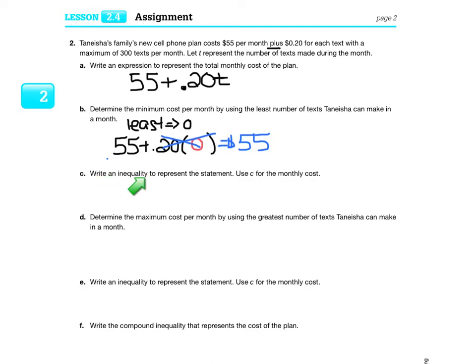Write an inequality to represent the statement, use C for the monthly cost. So we need to use an inequality. If this is our least amount, because this is the least number of texts, then I know my cost is going to be greater than or equal to $55 because this is the smallest it's going to be. So our cost per month is going to be greater than $55, but it could be equal to it, so we've got to put that or equal to sign.